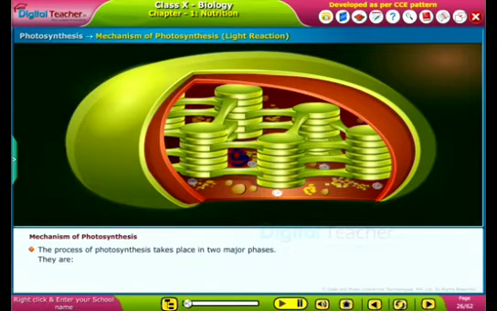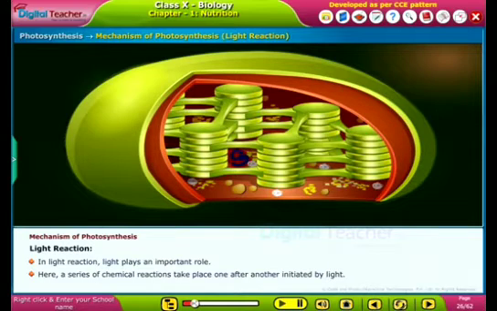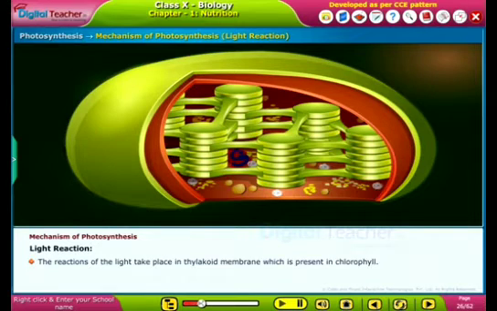The process of photosynthesis takes place in two major phases. They are light reaction and dark reaction. In light reaction, light plays an important role. Here, a series of chemical reactions takes place one after another, initiated by light. Hence, this phase is technically termed the photochemical phase. The reactions of the light take place in the thylakoid membrane, which is present in chloroplasts. Thylakoids are termed as grana of chloroplasts.